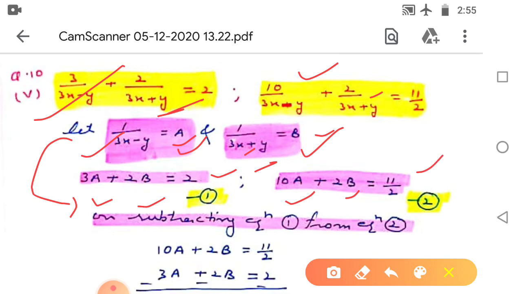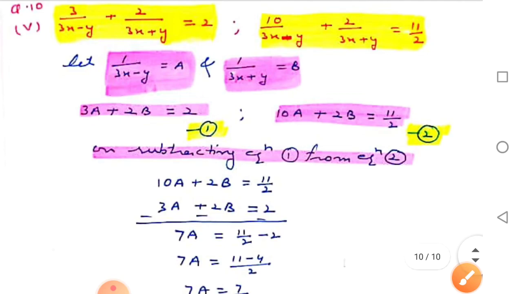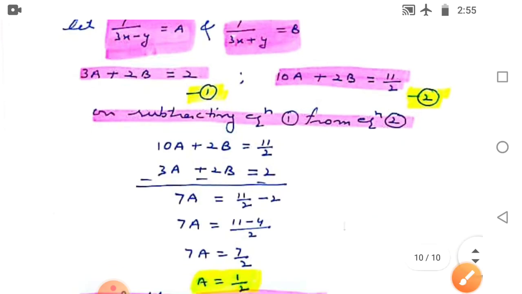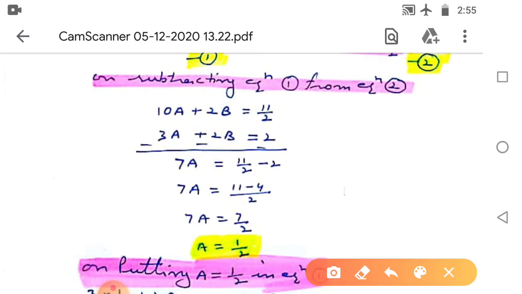Now we have to solve these two equations. Look here, the coefficient of b is 2 here and the coefficient of b is 2 here. So on subtracting equation 1 from equation 2, here 10a plus 2b is equal to 11 by 2, and this is 3a plus 2b is equal to 2. So here we have 7a is equal to (11 minus 4) by 2, and a is equal to 1 by 2. The value of a comes 1 by 2.